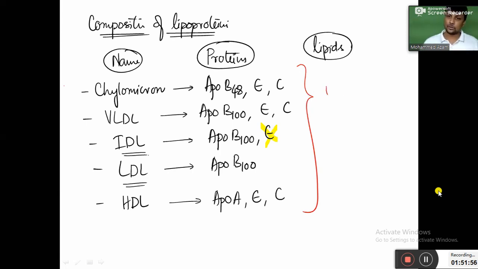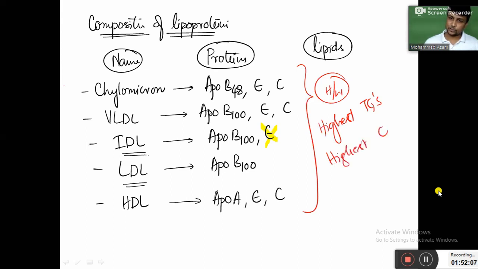But I'll give you one important homework here right now, guys. Write down there as homework. Out of all of them, identify which one is having the highest triglycerides, and out of all of them, find out which one will be having the highest cholesterol. I hope आपको समझ में आ रहा होगा.